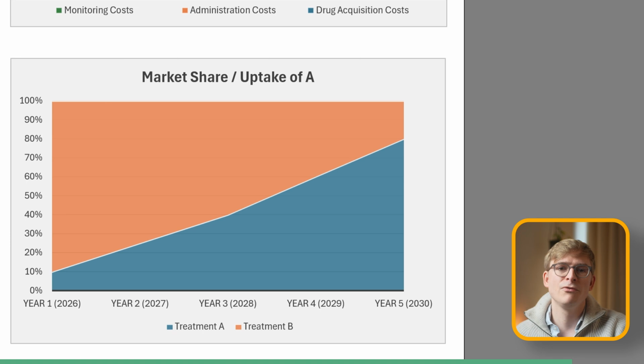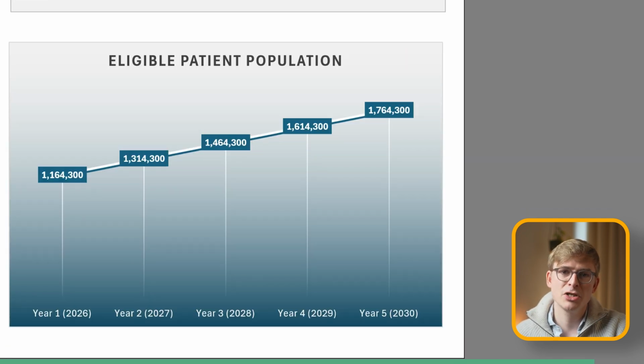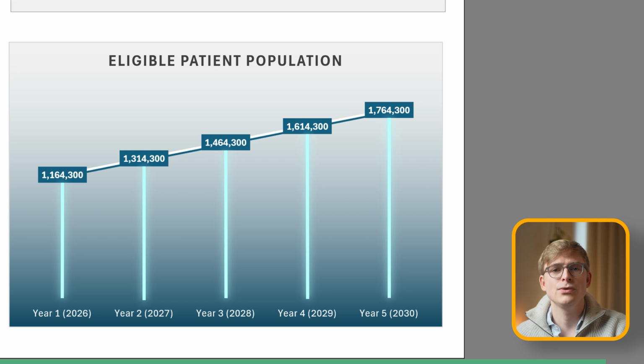Lastly, you could also visualize the market uptake inputs and eligible patient population numbers, like you see here, to give people who are using the model a better idea of the underlying assumptions used in the budget impact model.